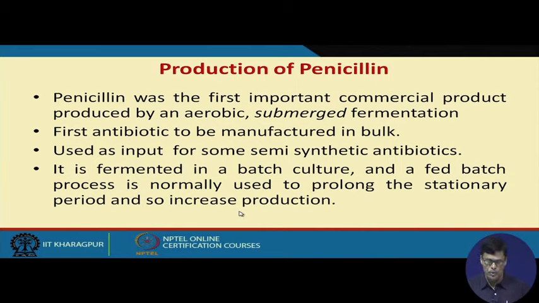Here, let me tell you that in the penicillin fermentation process, we produce the beta lactam group, but the actual production of penicillin depends on the precursor. We have seen the R group that is different for the different types of penicillin. So in the fermentation process we usually produce two types of penicillin. One is penicillin G, another is penicillin V.